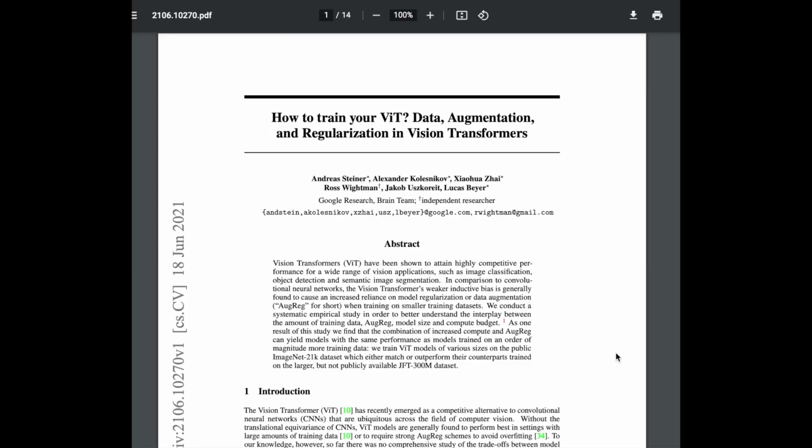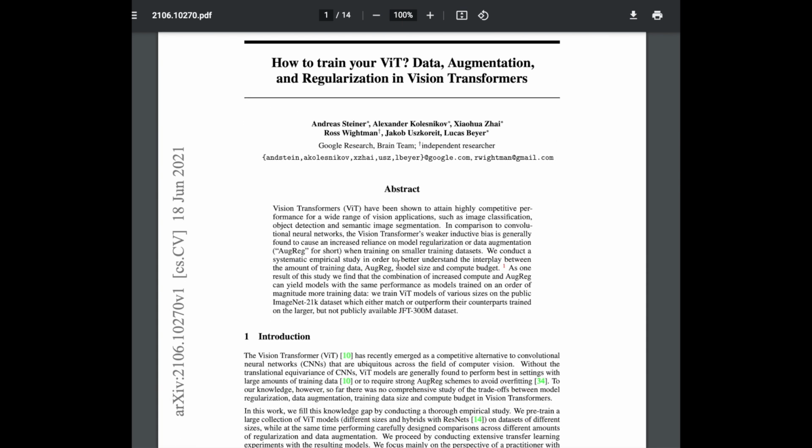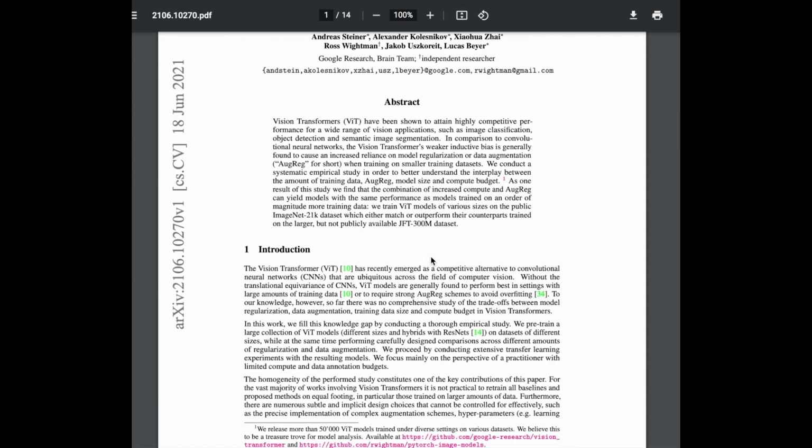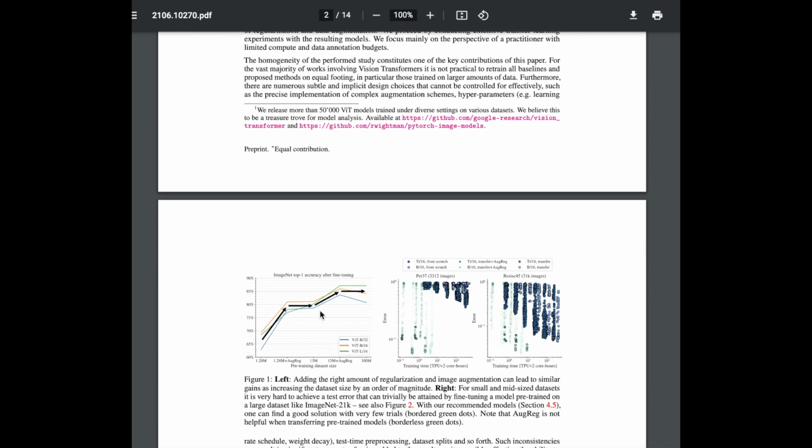First up, we have How to Train Your ViT: Data, Augmentation, and Regularization in Vision Transformers. So as stated at the end of the title, this is a large-scale comprehensive study about the relationship between the amount of training data, augmentation, regularization, model size, and compute budget, studied across both pre-training as well as transfer learning or fine-tuning. So one interesting finding is that they're able to retain the performance between having much more data with strong augmentation and regularization.